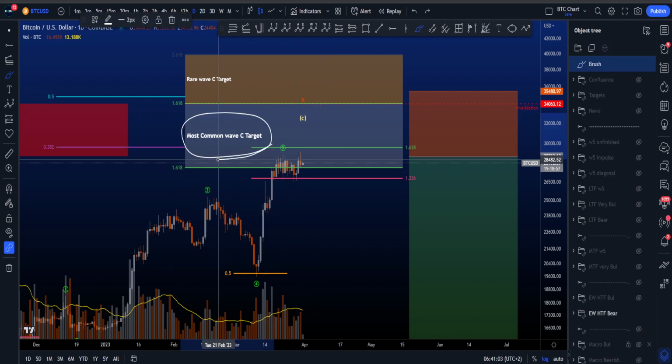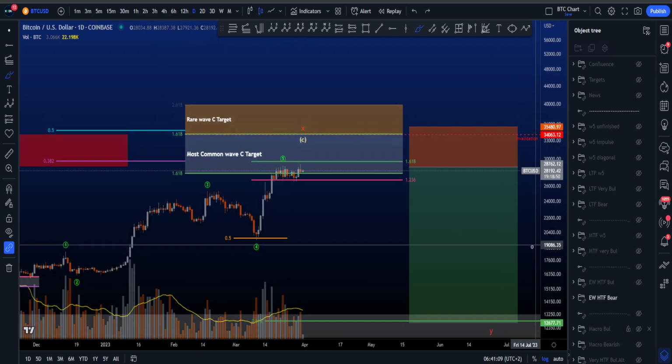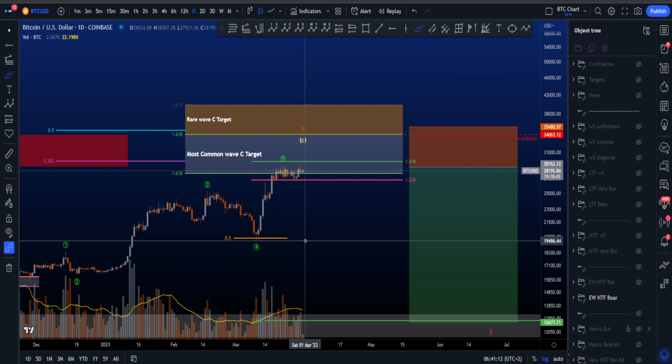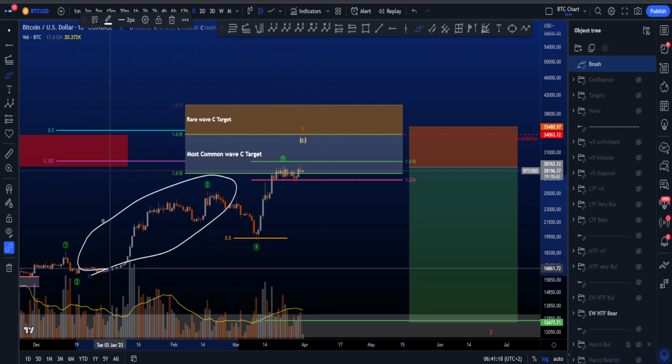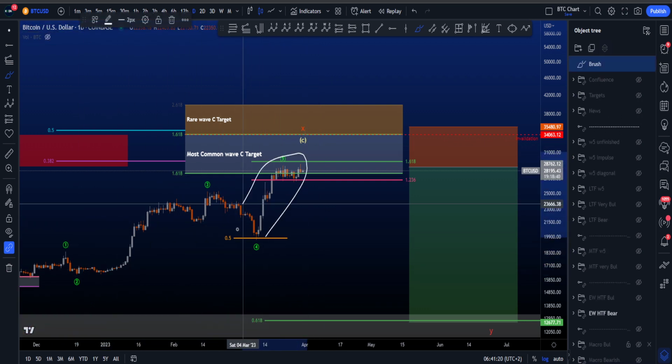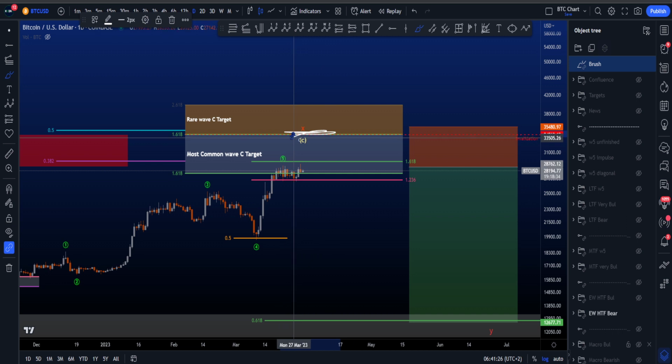We're also currently ranging inside the most common wave C target area between the two 1.618s, as you can see over here. And one basically doesn't expect wave 5 to be extended. That's why the invalidation is up here at 34k. Wave 3 was already extended, and if wave 3 is extended, it's very rare for wave 5 to also be extended. So you would expect wave 5 not to be extended and reach this area over here.